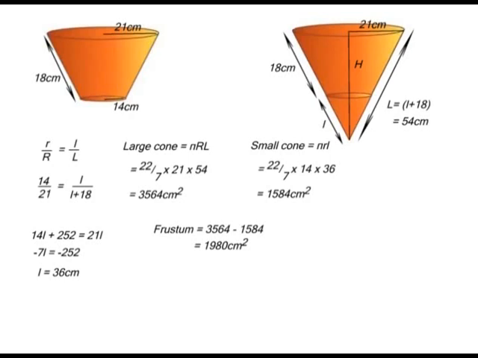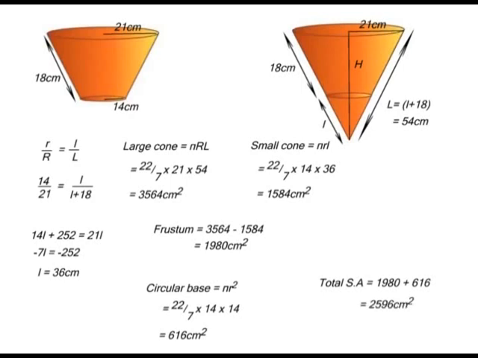But remember, the bucket has a circular base. Area is pi r squared. 22 over 7 times 14 squared will give us 616 square centimeters. And so the total surface area is 1980 plus 616, and that gives us 2,596 square centimeters.